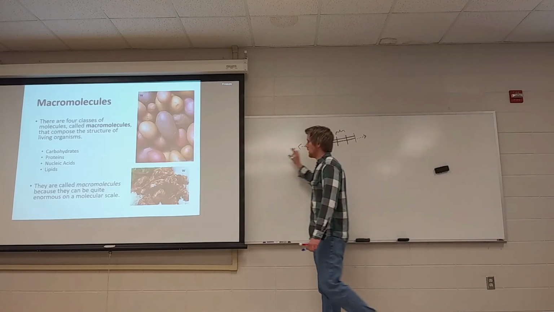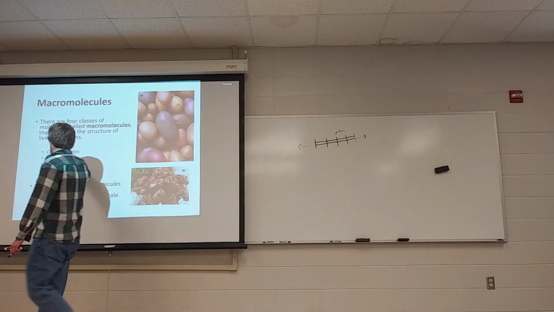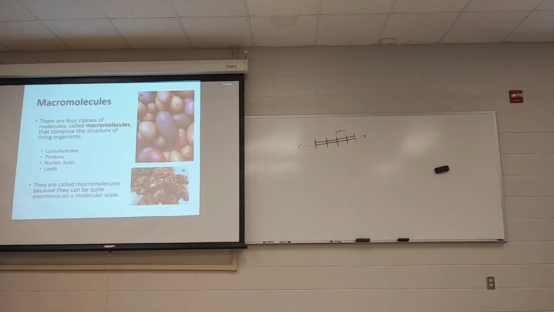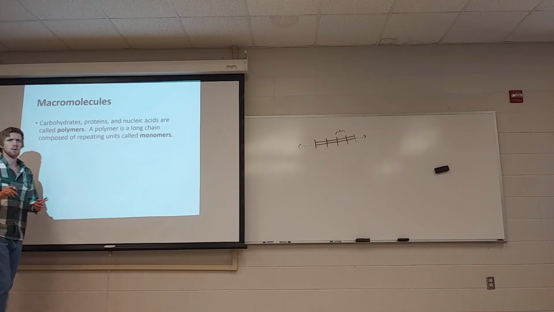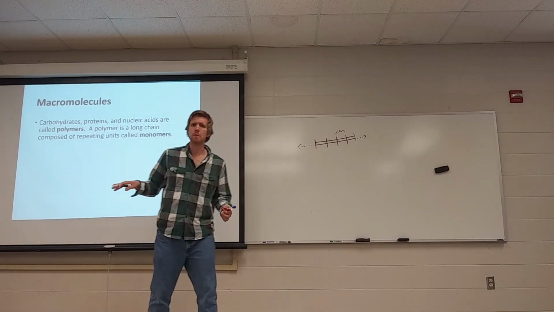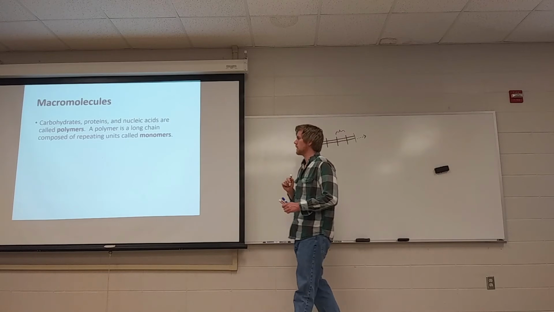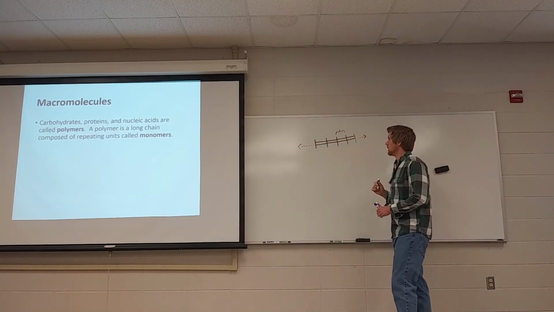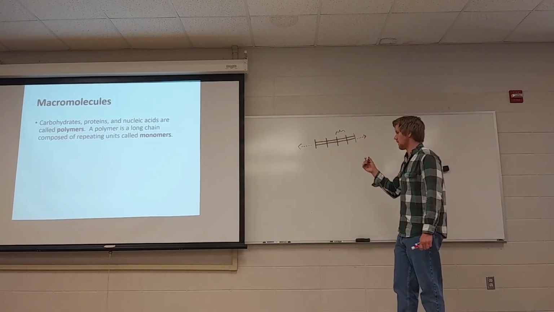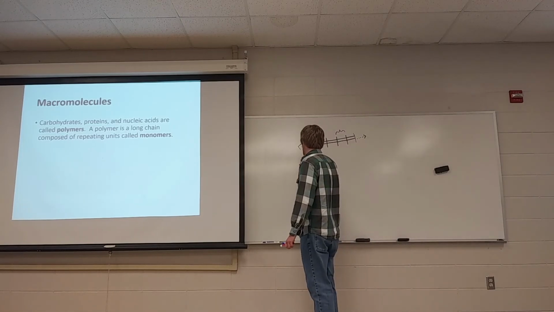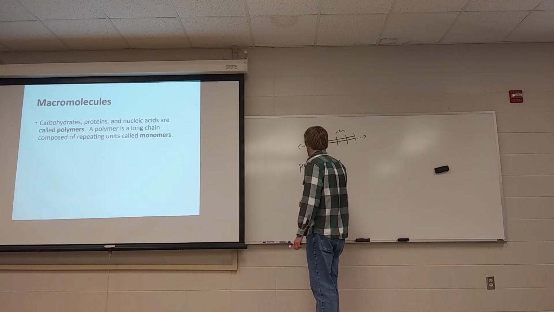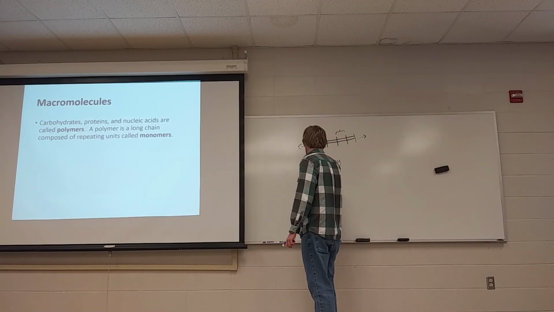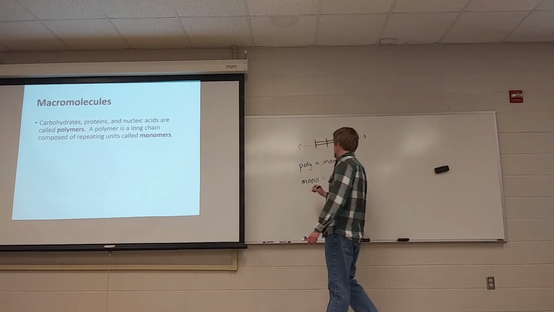That is the same way in which at least 3 of our macromolecules are going to be built. Carbs, proteins, and nucleic acids. So lipids are the one that is excluded from this, the way that these are built. Carbs, proteins, and nucleic acids are called polymers. The word poly means many. Mono, the root mono means one.